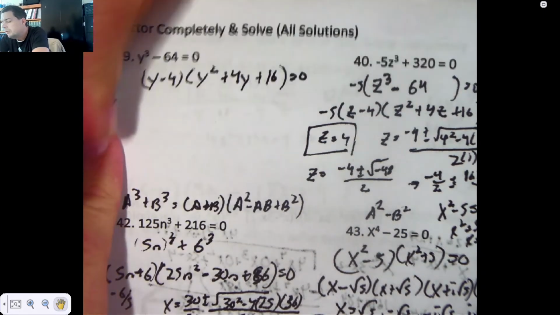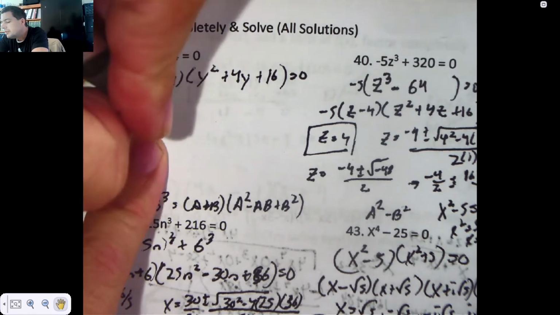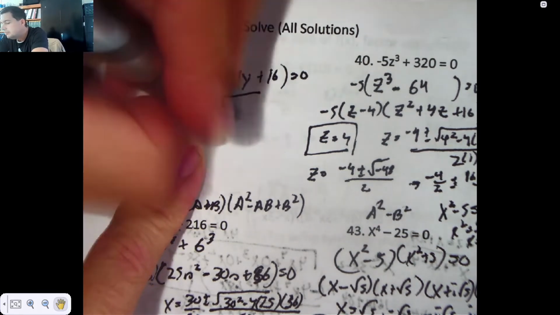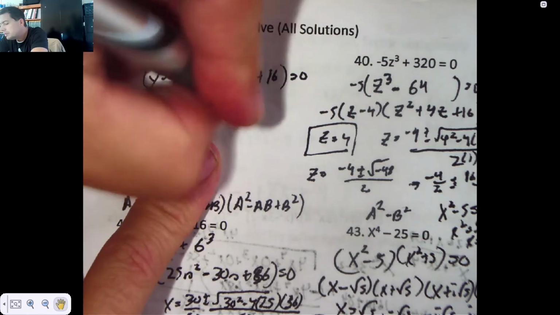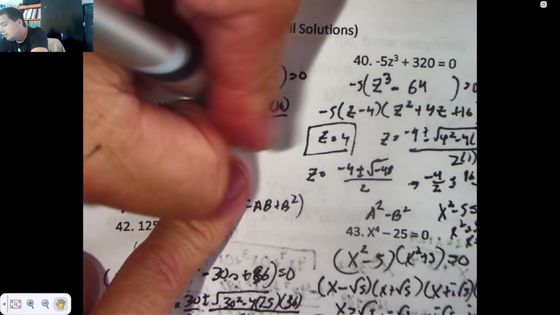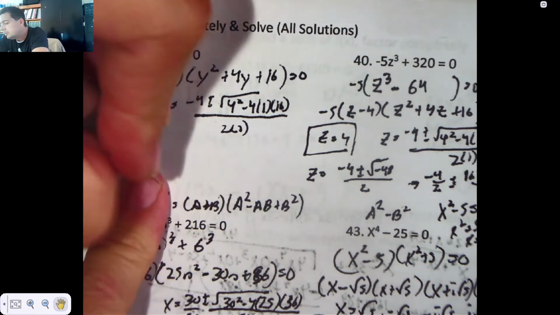So anyways, one of my values is y is 4. And again, go through. You got to show your work, kids. I'm sorry. Go through and say y is opposite b plus or minus square root of b squared minus 4 times a, which is 1, times c, which is 16, all sitting pretty over twice a, 1. We're going to get the same thing here.